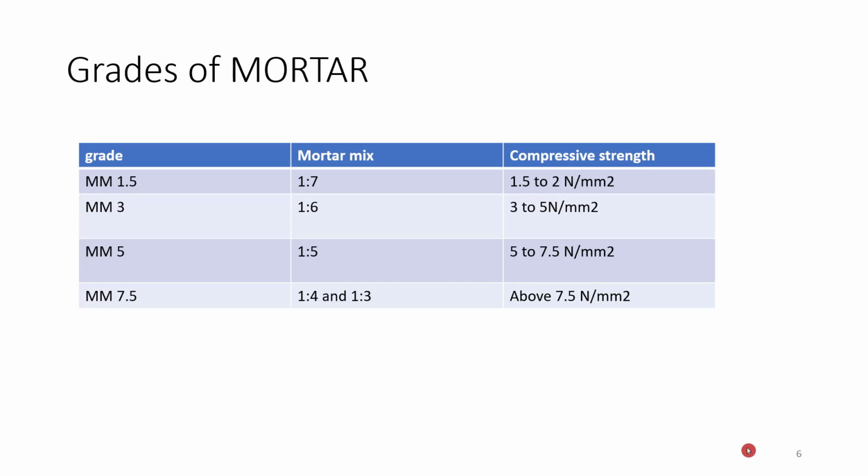So when you see the compressive strength, you can see the grading is based on the minimum compressive strength. So 1.5 should have minimum 1.5 strength and maximum 2. It should not exceed 2. And for 7.5, it should have 7.5 strength on the 28th day of testing.